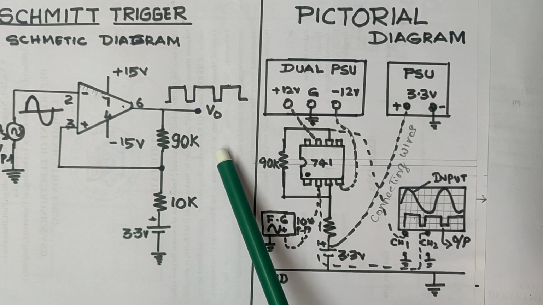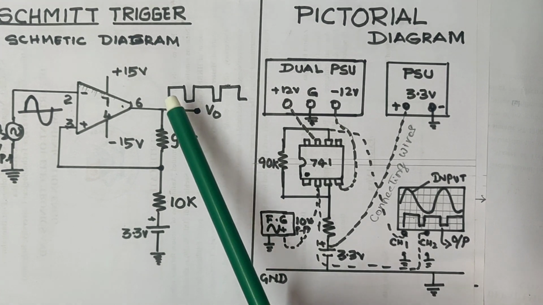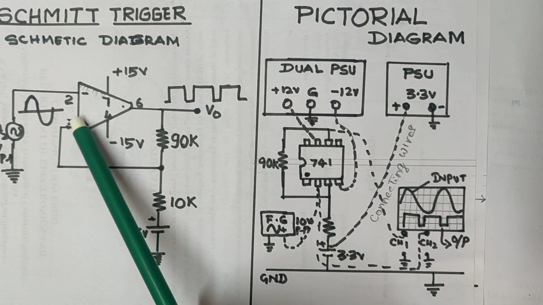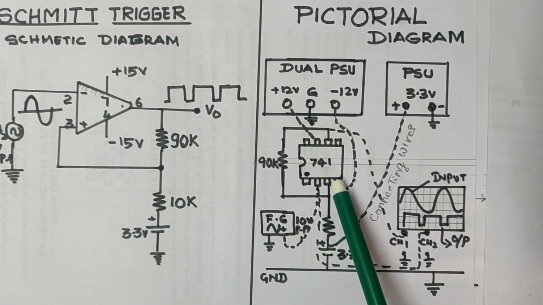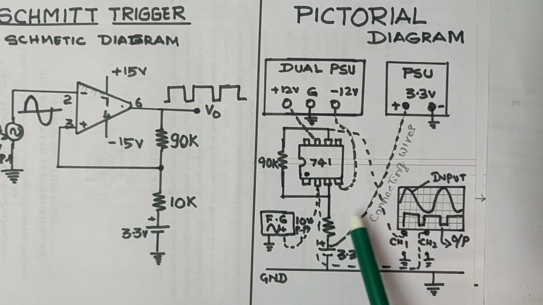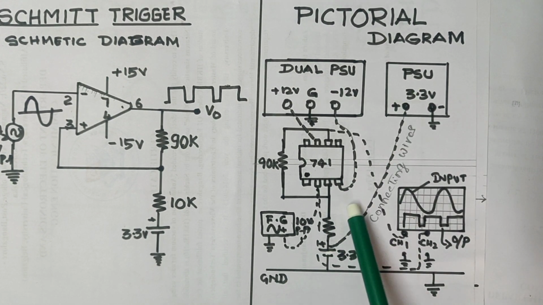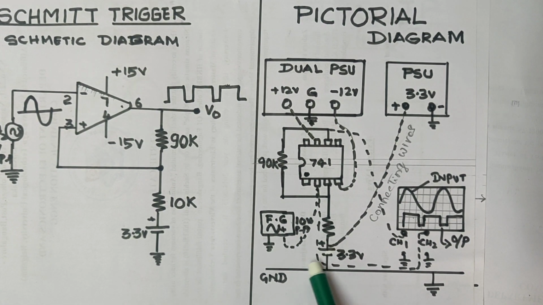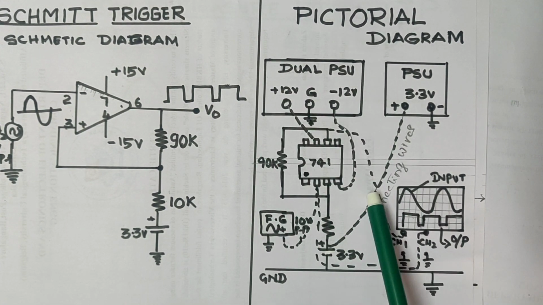See, the 90K resistor is connected between pin 6 and pin number 3. From pin number 3 a 10K resistor is connected to a single port power supply as a reference voltage, where the positive terminal is connected and the negative terminal is connected to the ground. This is the arrangement you have to do.